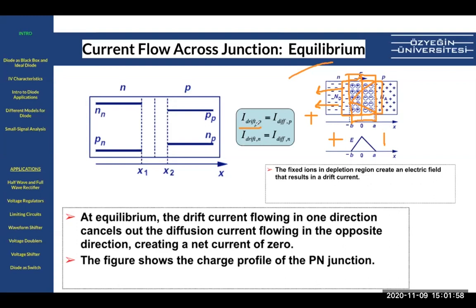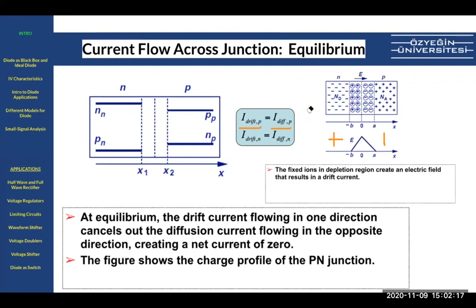But in the forward bias, what matters is the diffusion. In the equilibrium, they are equal to each other, which means the drift current equals the diffusion current, and therefore we don't see any currents. So what is the diffusion current?